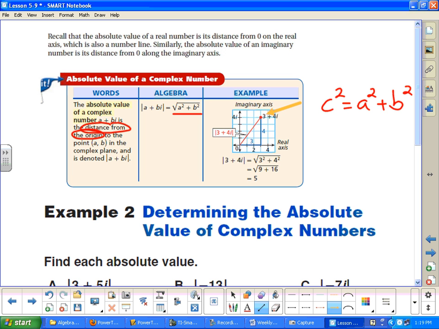So the absolute value of a complex number, make sure you write this down. Here's the formula. The absolute value of a plus bi equals the square root of a squared plus b squared. It's basically just the Pythagorean theorem. So you take the complex number, you identify the values of a and b, and then plug them in. It's not just the absolute value of whatever you have there, which is what a lot of people do. You have to use this formula.